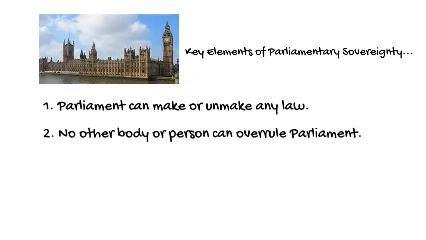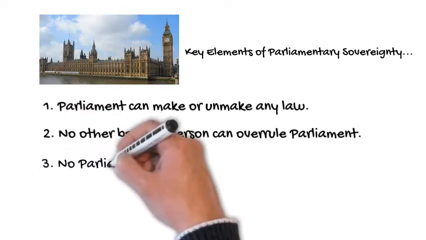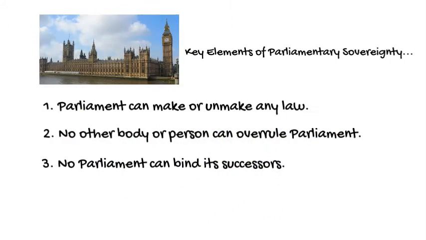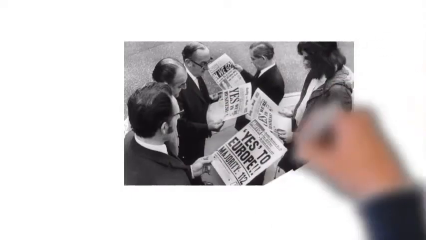For example, the Conservative-led Parliament under David Cameron refused to give in to the demand from the ECHR that prisoners should not be automatically barred from voting in UK elections. And number three, no Parliament can bind its successors. This means, for example, that any future Parliament could choose to reapply to join the European Union.